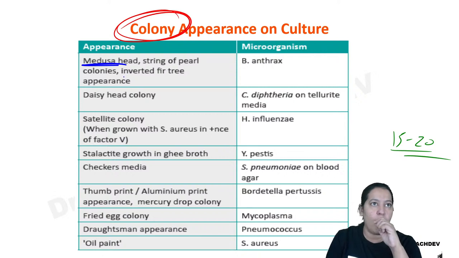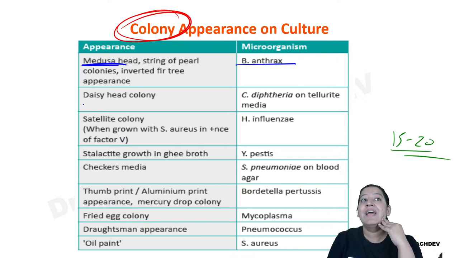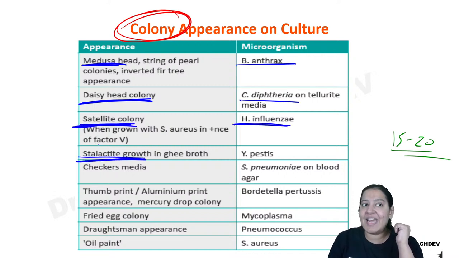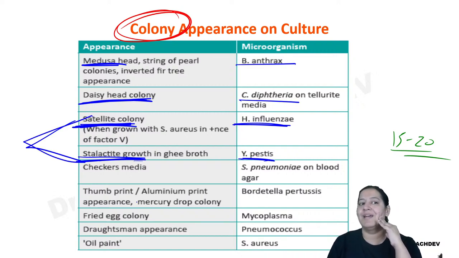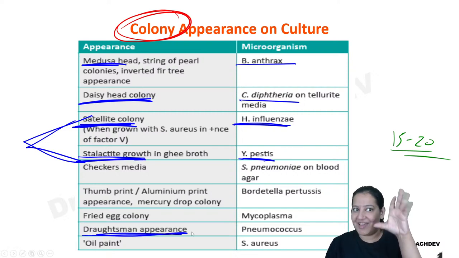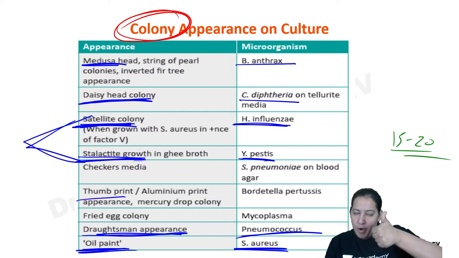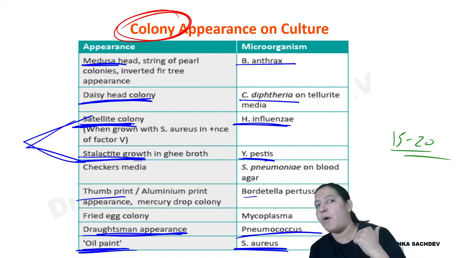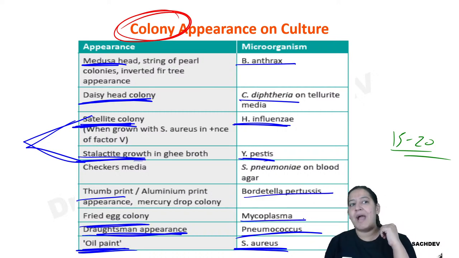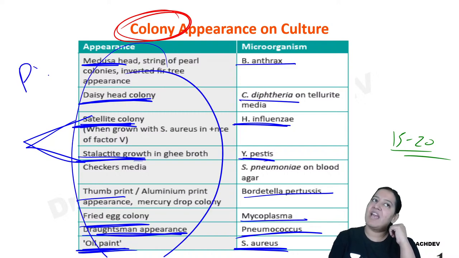Medusa head colony kis mein banta hai? Bacillus anthracis mein. DC head colony kis mein banta hai? Diphtheria mein. Stellate colony H influenzae mein. Stalactite growth in ghee broth, ye Yersinia pestis mein banta hai. So carom ki jo goti hoti hai, carom coin appearance, ye aapka pneumococcus mein hota hai. Oil paint appearance, staph aureus mein hota hai. Thumbprint, you know, fingerprint jaisa, ye aapka hota hai Bordetella mein. Fried egg appearance, mycoplasma mein. In sab pe PYQ hai.